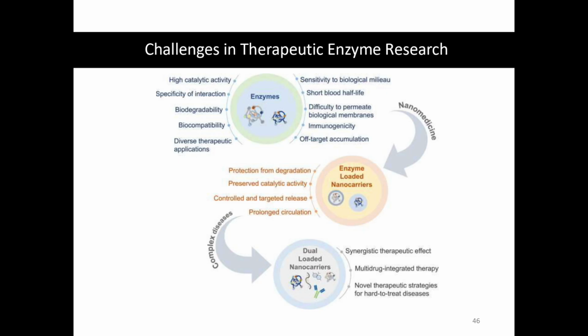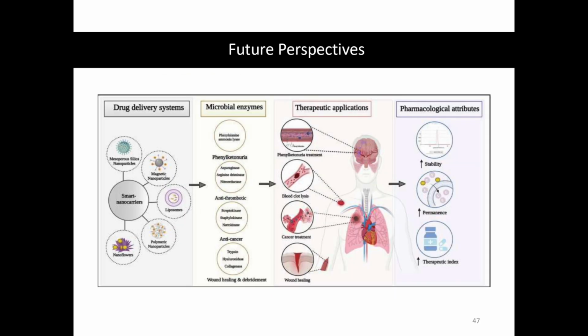hard-to-treat diseases. This chart maps the future perspectives of therapeutic enzyme development, flowing from drug delivery systems to pharmacological outcomes. The first column highlights advanced drug delivery systems, centered around smart nanocarriers. These carriers include specific types such as mesoporous silica nanoparticles, magnetic nanoparticles, liposomes, polymeric nanoparticles, and nanoflowers. The second column lists important microbial enzymes and their target diseases.